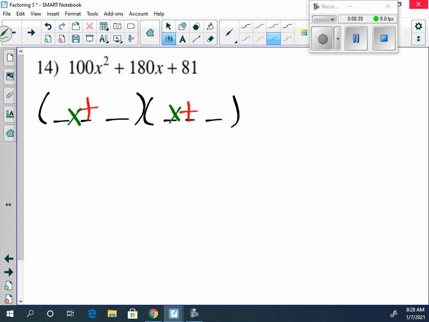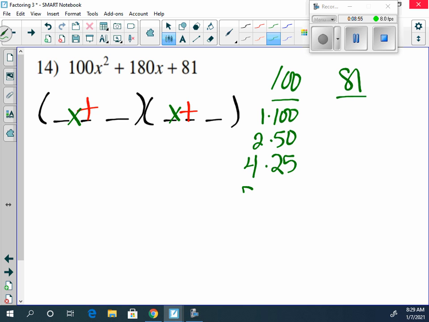Now it's looking at the factors of 100 and the factors of 81. Well, the factors of 100 are going to be 1 and 100, 2 times 50. Well, 3 doesn't work, but 4 does, 4 times 25. 5 times 20. 6 doesn't work because 2 and 3 didn't. 7 doesn't work. 8 doesn't work. 9 doesn't work, but 10 does. It'd be 10 and 10.